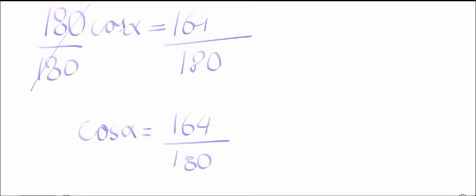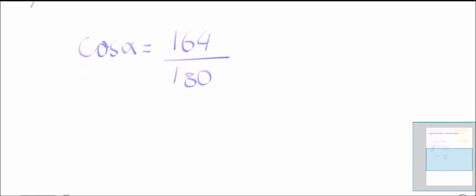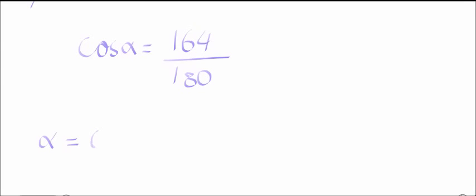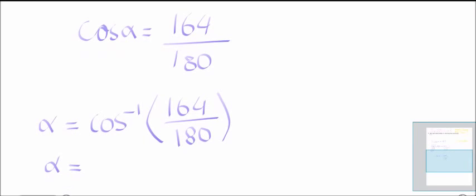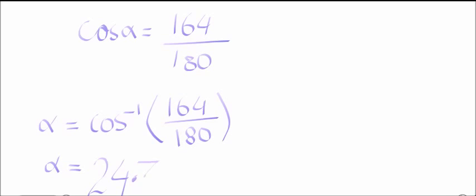Now to find the value of alpha, we just take cos inverse of 164 by 180, and we get the value of alpha, which is 24.3 degrees to 1 decimal place. So there you have it. Your value of alpha is 24.3 degrees.